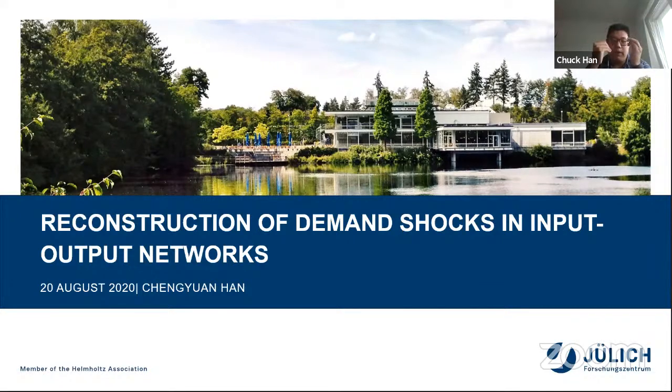However, this reconstruction sometimes is not possible due to limited data on the production side. So in this talk, in this project, I will talk to you about the work we did. We're using some assumptions and some properties of such demand shock, and some algorithms from sparse signal recovery, trying to reconstruct such demand shock. So let's get started.